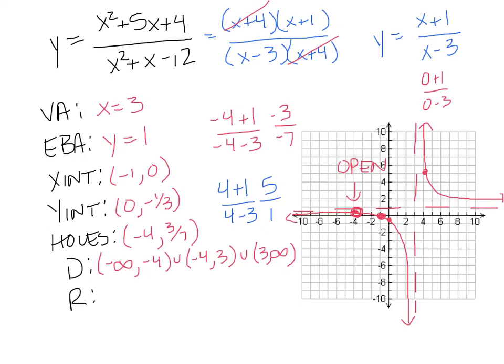The range, again, starts at negative infinity, goes all the way up to the hole at 3/7. Starts up again right after the 3/7, but just for a little bit, because we stop again at 1. Then we start up again after that, and we go to infinity.